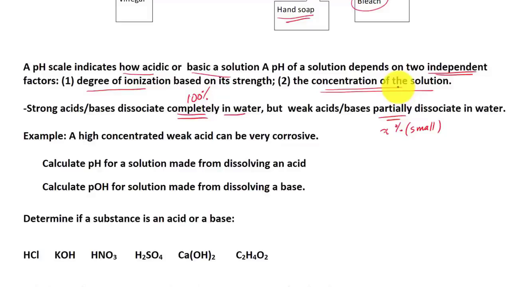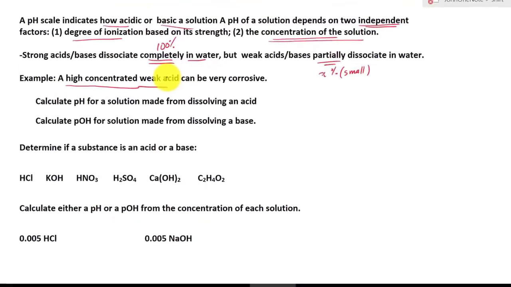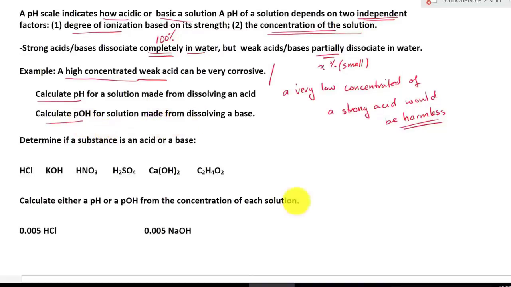So be careful, okay? And we're going to look at that mathematically. Very important. Basically, I'm saying that if you have a highly concentrated weak acid solution, it can be very corrosive. But if you have a very diluted, very low concentration of a strong acid, it will still be very harmless. And again, just a review: calculate pH for a solution made from dissolving an acid, and calculate pOH for a solution made from dissolving a base. We're going to look at that example in a few minutes.